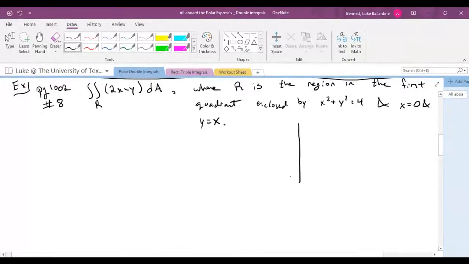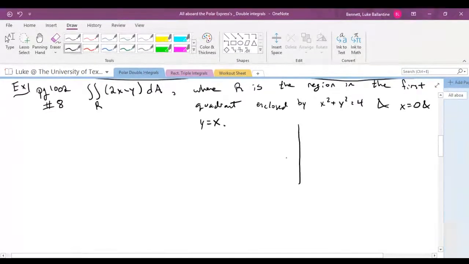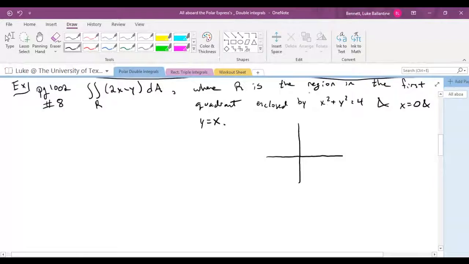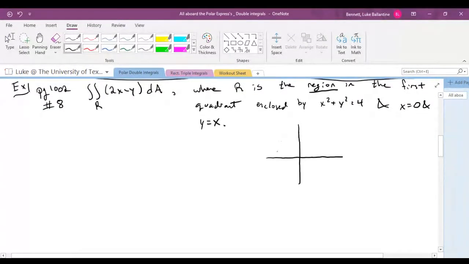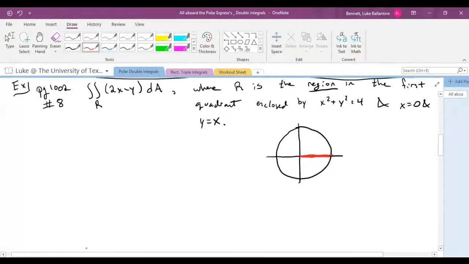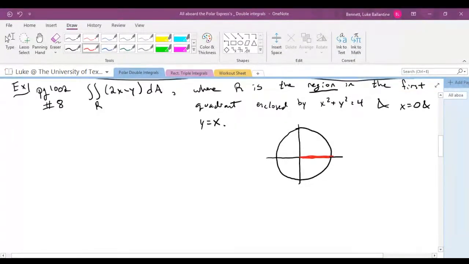That's not a cylinder, that's a circle. This is R2, a region in R2. So we have x squared plus y squared equals 4. That's a circle with radius 2. We have x equals 0 right here, and we also have y equals x.